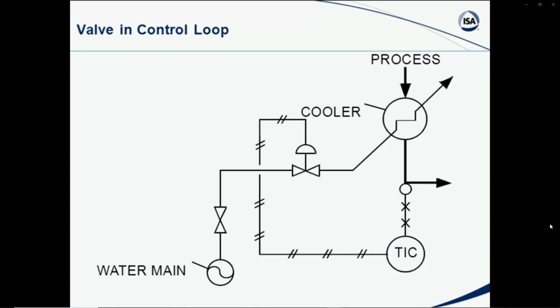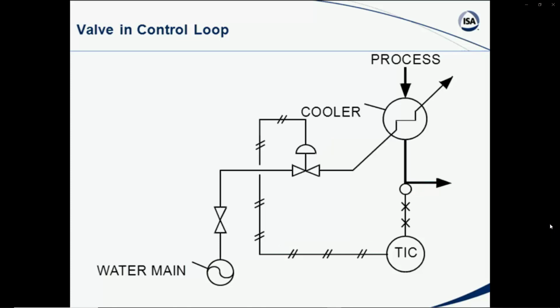Now let's look at the valve in a control loop. In a control loop, we see a valve in this particular case controlling the water flow from a water main. The temperature is being measured at this point and is being controlled by a temperature indicating controller, which gives a pneumatic output to the control valve. So as the process gets warmer, you add more valve to the heat exchanger. As the process line cools down, you maybe close off on that inlet valve.